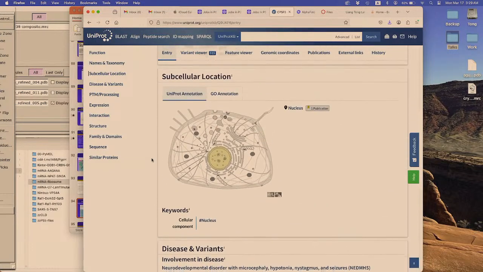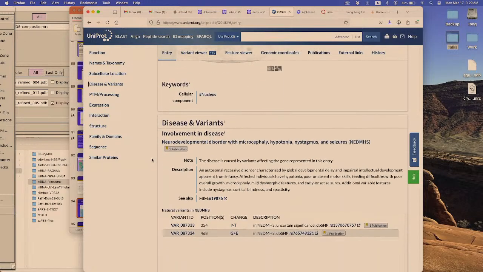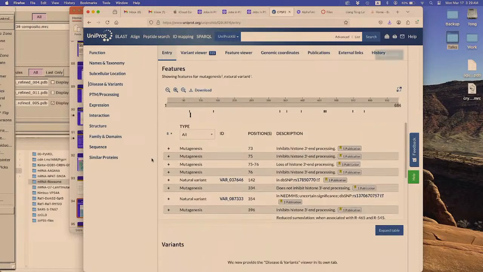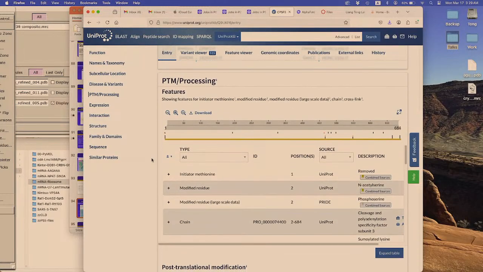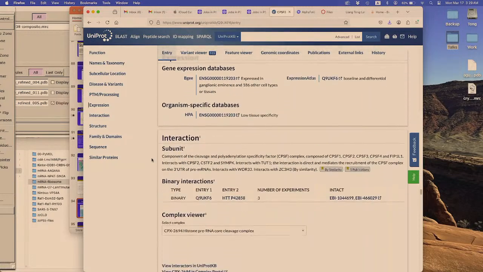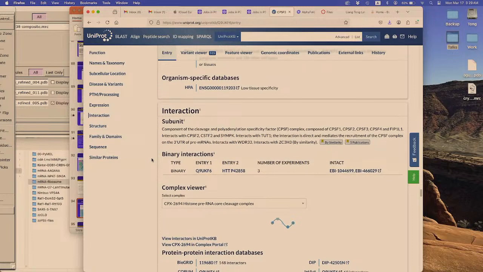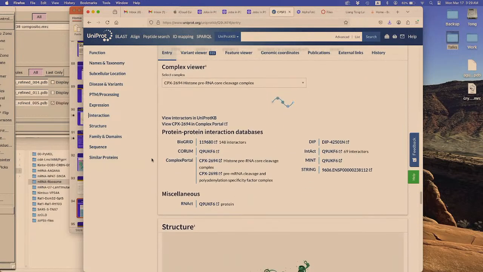It tells you the protein is nuclear, which most times is correct, sometimes not. Disease variants, and PTM, post-translational modifications, and then interaction. So what does the protein interact with, other proteins? What are the binding partners? And then the databases.